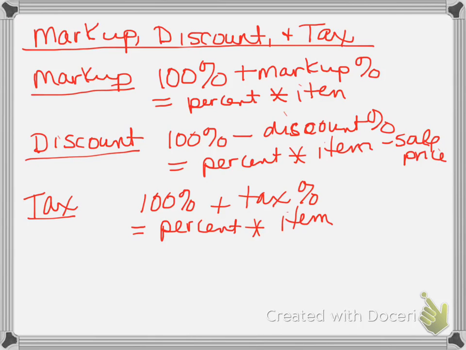So you're always dealing with 100%. When it's a markup or tax, you add on the percent that you're marking up, or the tax that you're adding on. Take that times the item to get the final result. And then discount, you take 100% minus the discounted percent. Take that times the item. So those things are, in general, what we're going to do.